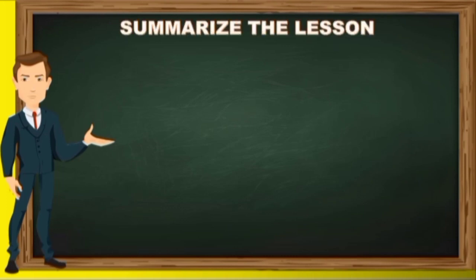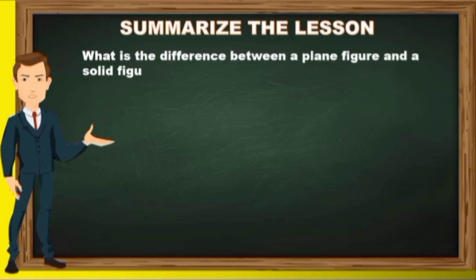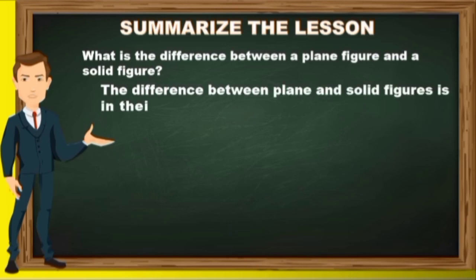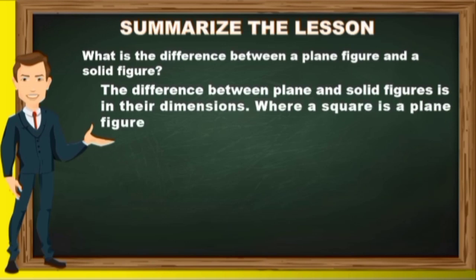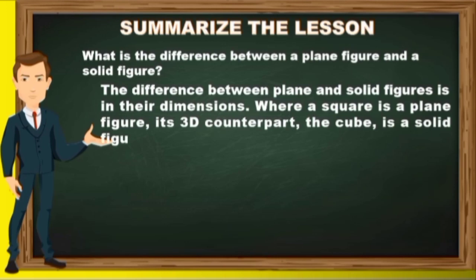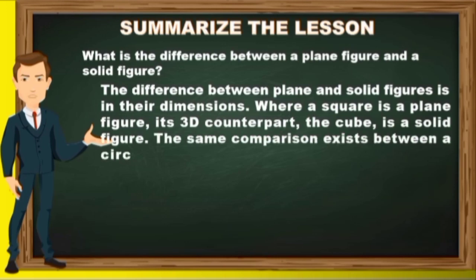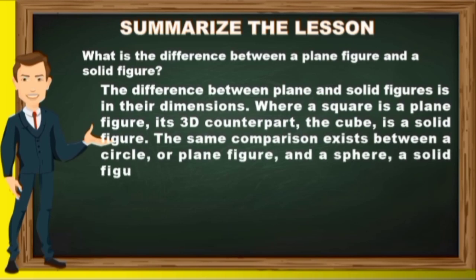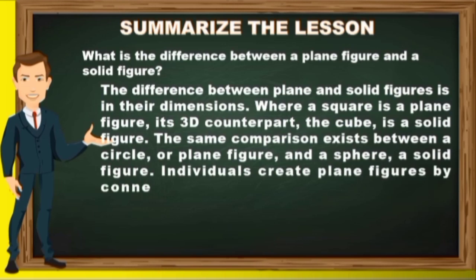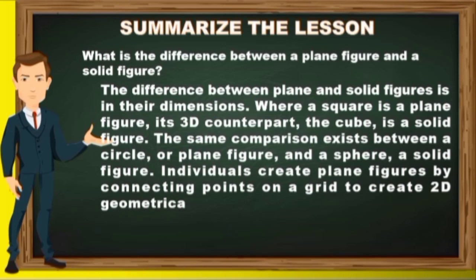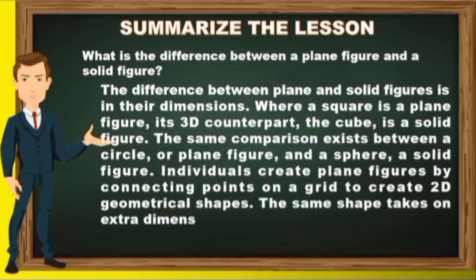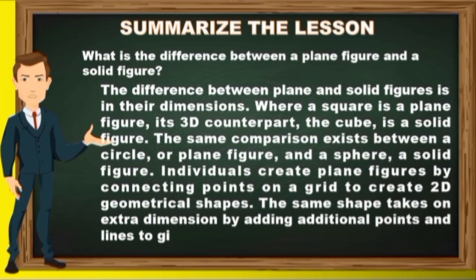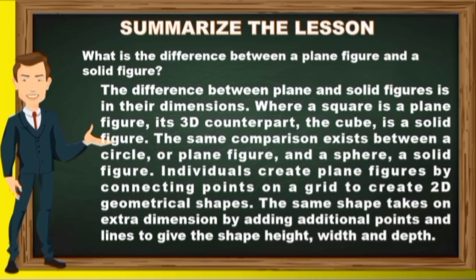Now, let us summarize the lesson. What is the difference between a plane figure and a solid figure? The difference between plane and solid figures is their dimensions. Where a square is a plane figure, its 3D counterpart, the cube, is a solid figure. The same comparison exists between a circle, a plane figure, and a sphere, a solid figure. Individuals create plane figures by connecting points on a grid to create 2D geometrical shapes. The same shape takes on extra dimension by adding additional points and lines to give the shape height, width, and depth.